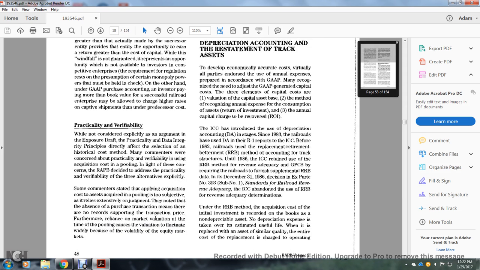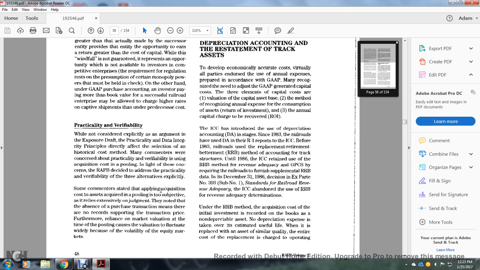All right, practically verifiable, they would not consider explicitly augmented by the exposed draft. The particularly data interchange integrity principles directly affect the selection of the historical cost method. Many of the commentators were concerned with the practical verifiability of using acquisition process of the pooling. In light of their concern, the Railroad Accounting Principles Board decided to address the practical verifiability of the three alternatives explicitly.